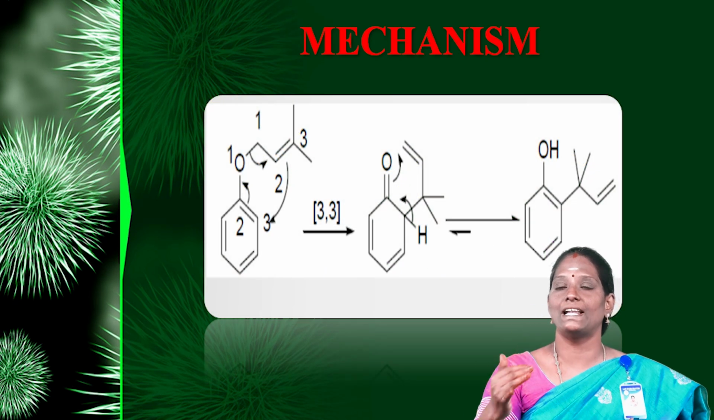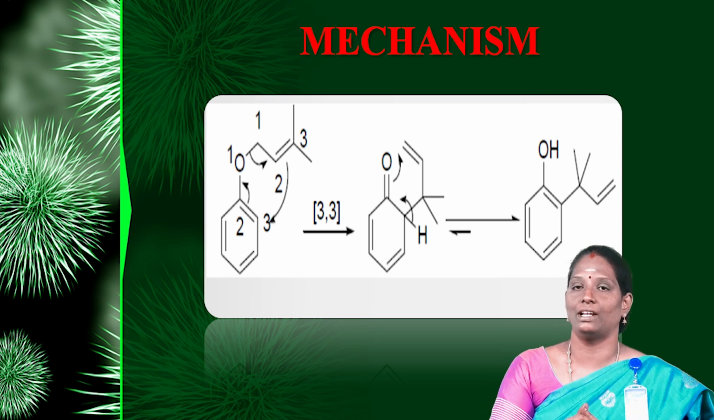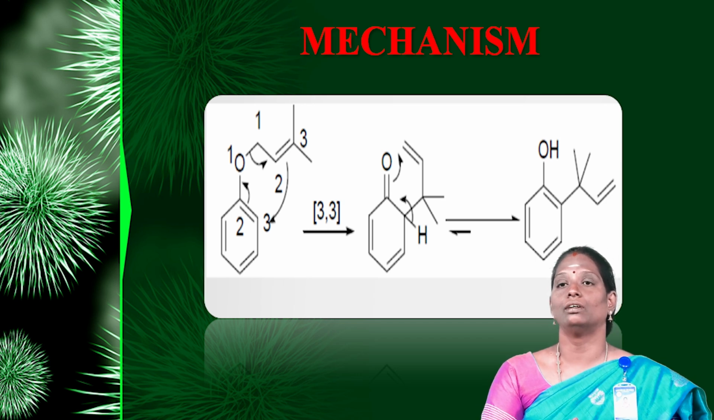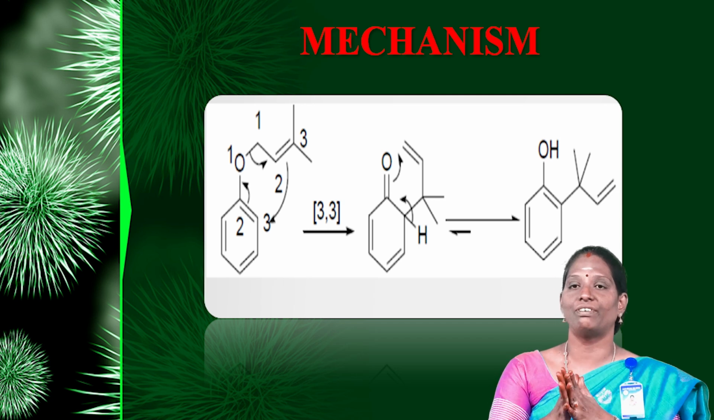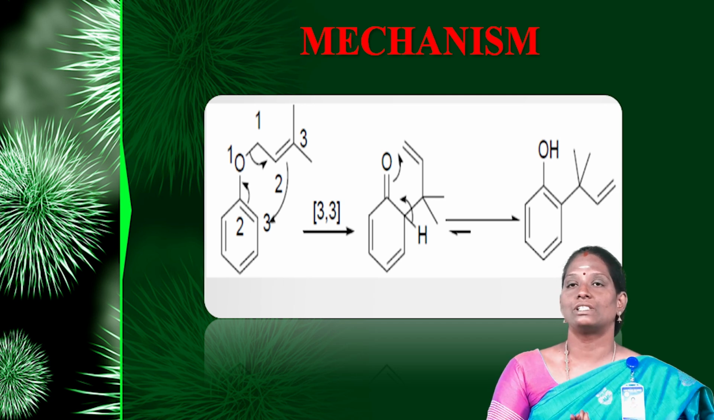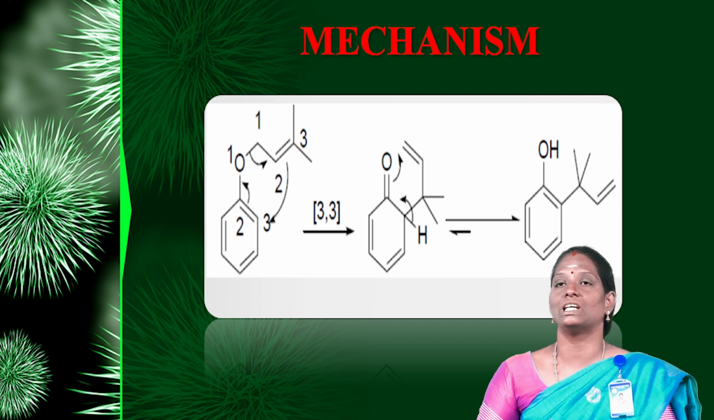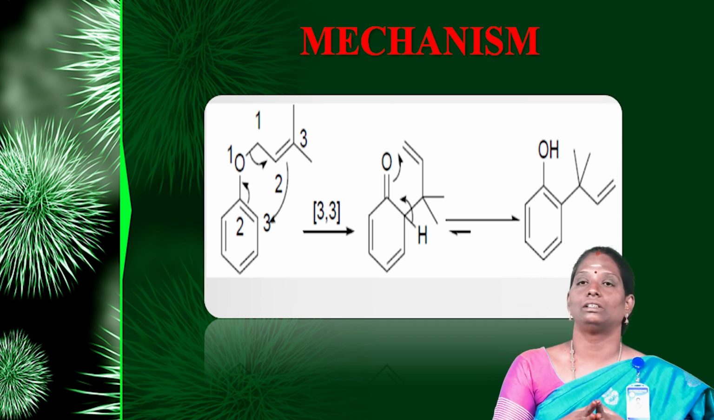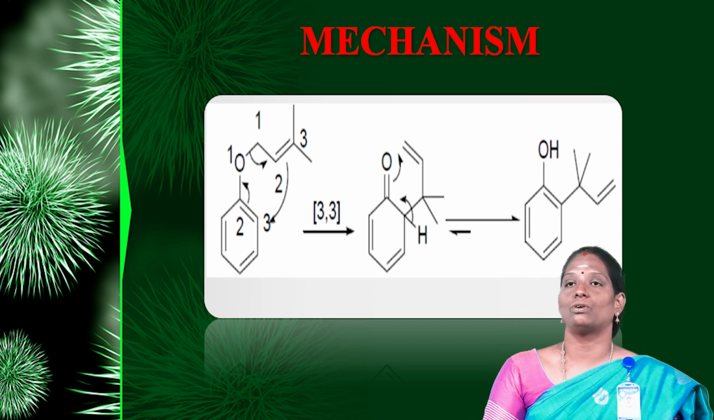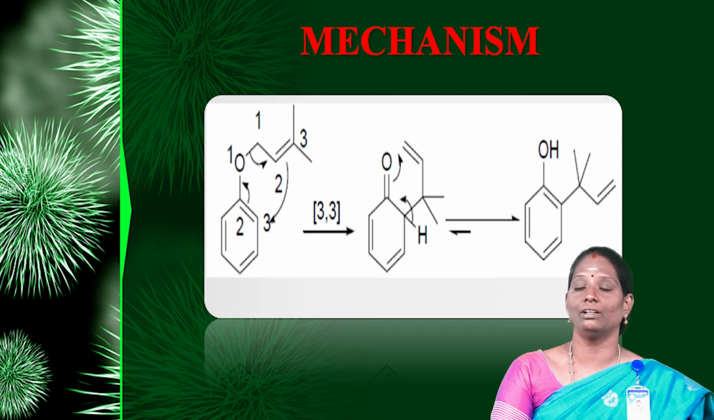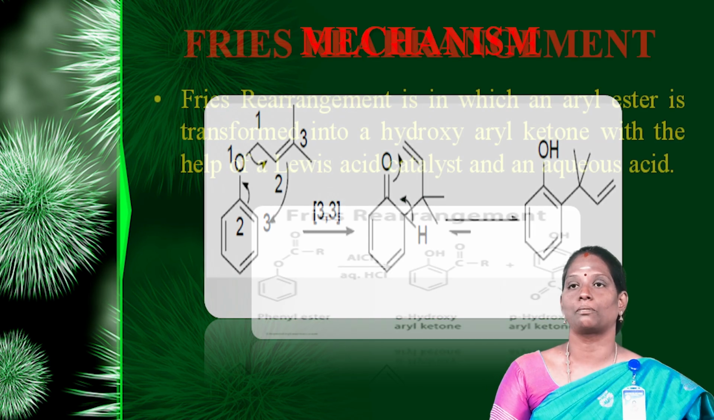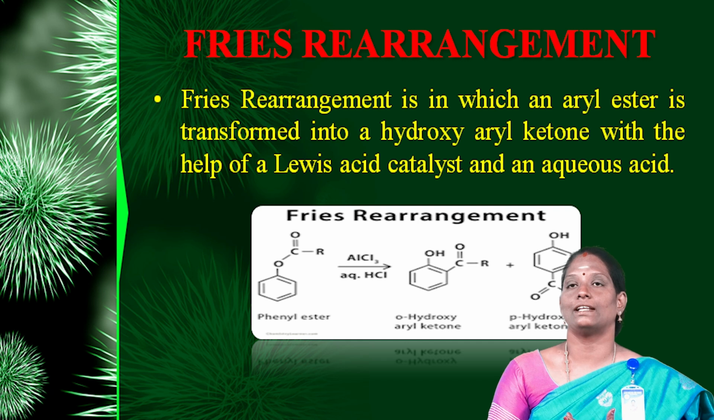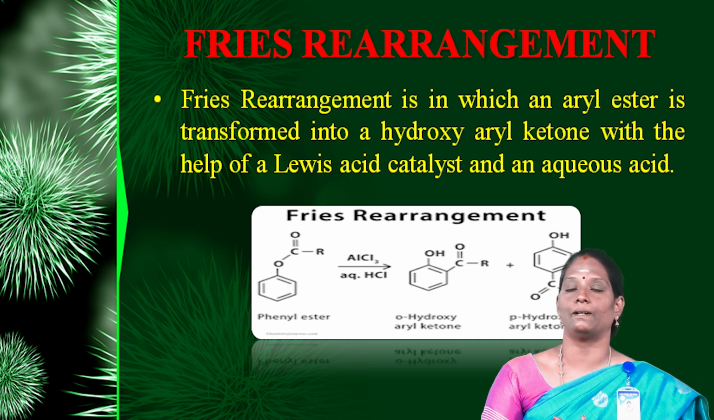So what is the mechanism for this Claisen rearrangement? Step 1. A cyclic transition state is formed in the first slow step. Step 2. It forms an intermediate. Third step. It undergoes ionization in a fast step, giving the product. And the next rearrangement is the Fries rearrangement.